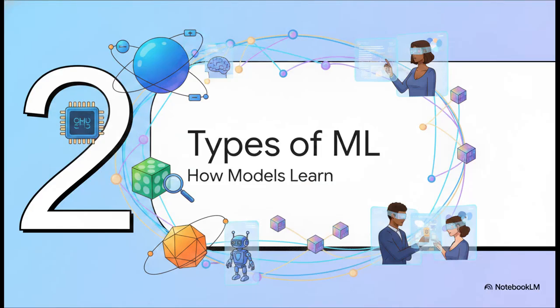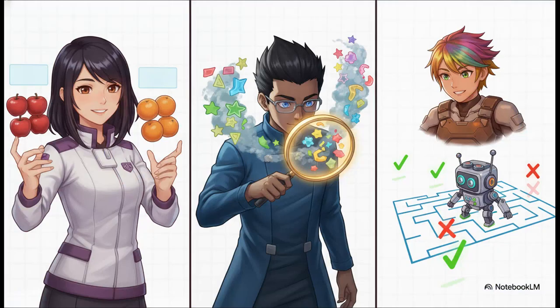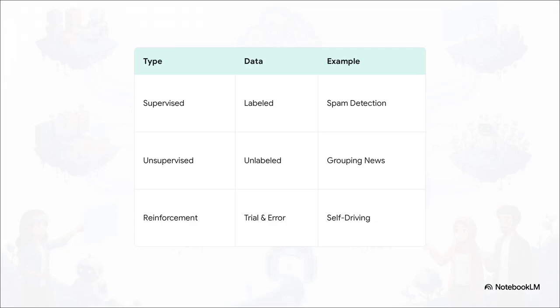Moving on to step 2, types of ML and how models learn. Now, what's really interesting here is that machine learning isn't just one big monolithic thing. It's actually divided into 3 distinct categories, based entirely on how the model learns. Those 3 learning paths are supervised learning, which relies on neatly labeled data, unsupervised learning, which blindly searches for patterns in completely unlabeled raw data, and reinforcement learning, which operates on a system of rewards and penalties. These 3 completely different paths dictate exactly how we format our data and what kinds of real-world problems we can actually solve.